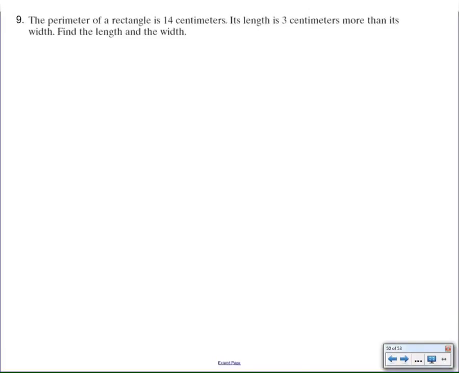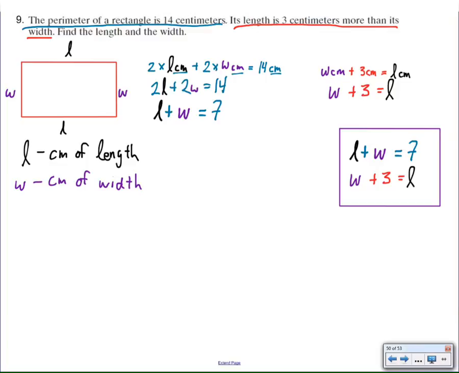Hello. In a previous lesson, we learned how to write linear systems from paragraphs, and now that those are written, we want to follow through and solve. So here's a couple of examples. Earlier, we showed that if the perimeter of a rectangle is 14 and the length is 3 centimeters longer than the width, we can end up with a system that looks like this.